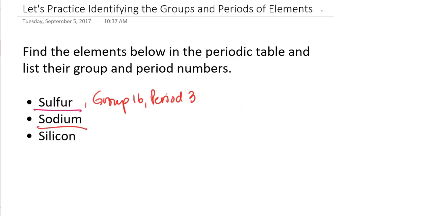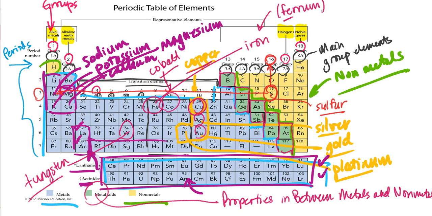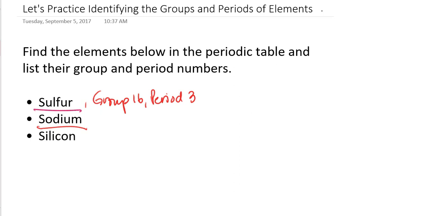Let's try sodium. Sodium is one of those elements that don't seem to make sense. I mentioned it earlier. Sodium is Na. Now basically sodium has a place in group 1, and it's also, much like sulfur, in period 3. So sodium is in group 1, and it's also found in period 3.